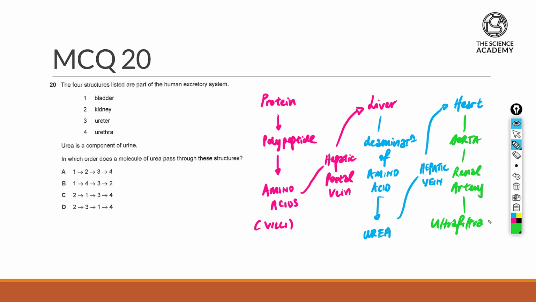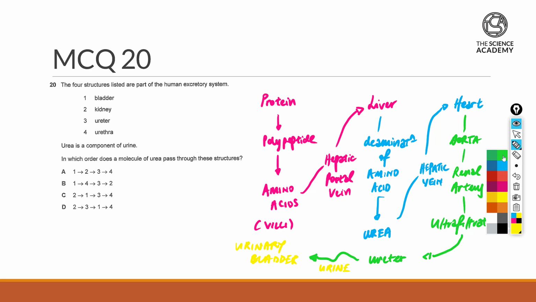Urea is not selectively reabsorbed at the proximal convoluted tubule, the loop of Henle, or the distal convoluted tubule, not even at the collecting duct. So eventually, it will make its way into the ureter. The ureter will then send the components that were not selectively reabsorbed. At this moment, we already have urine. It will be sent towards the urinary bladder, and at appropriate moments, it can then be removed via the urethra.